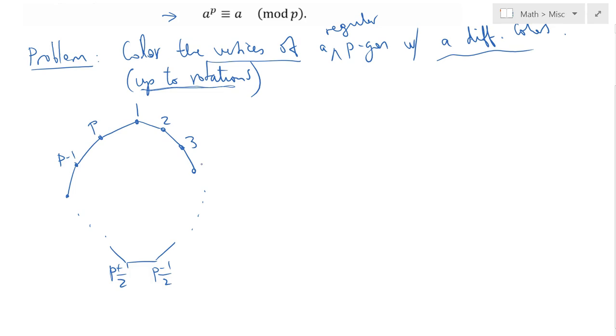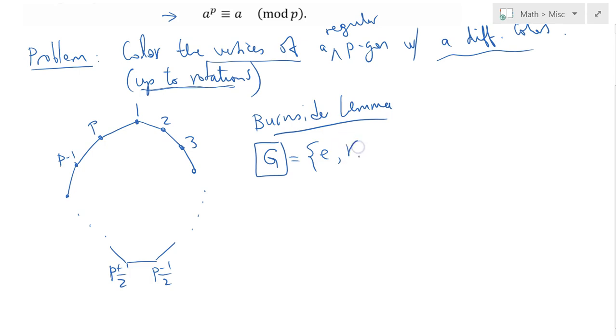So what I want to do next is to apply a Burnside argument. I would like to make use of Burnside's lemma. For that, we need to figure out the group of symmetries, the rotational symmetries, the group G. Basically the elements of this group are the do-nothing, the 0-degree rotation, or we can rotate it by 2 pi over p, right?